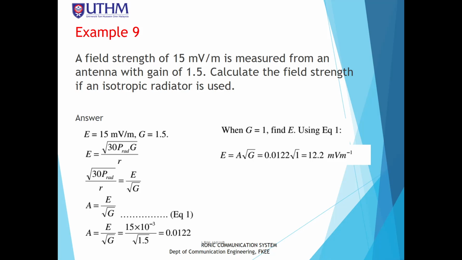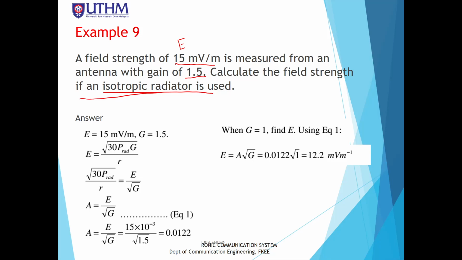And then example 9. A field strength of 15 millivolt per meter. So this is the E field. The E field is given as 15 millivolt per meter, measured from an antenna with a gain of 1.5. Calculate the field strength of an isotropic radiator.